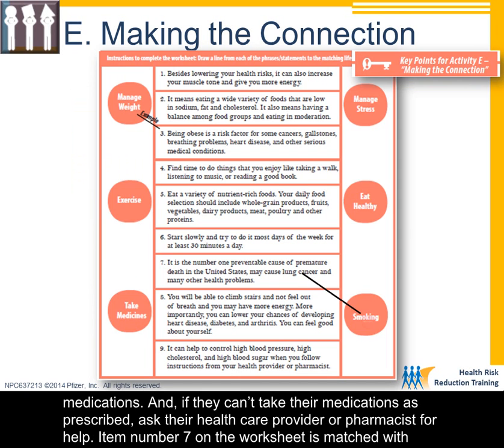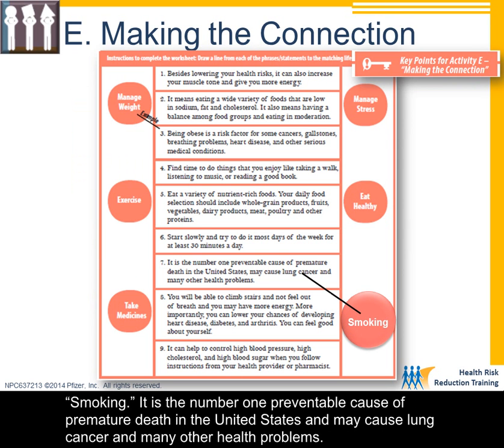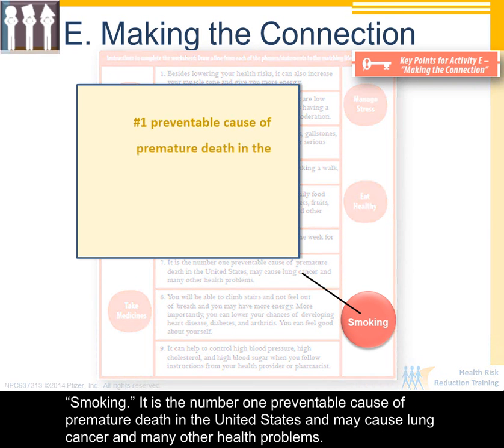Item number 7 on the worksheet is matched with smoking. It is the #1 preventable cause of premature death in the United States and may cause lung cancer and many other health problems.